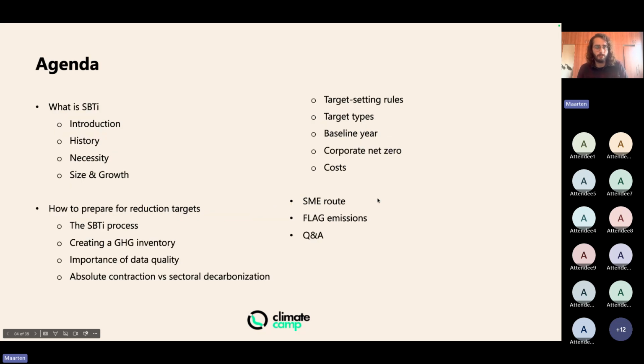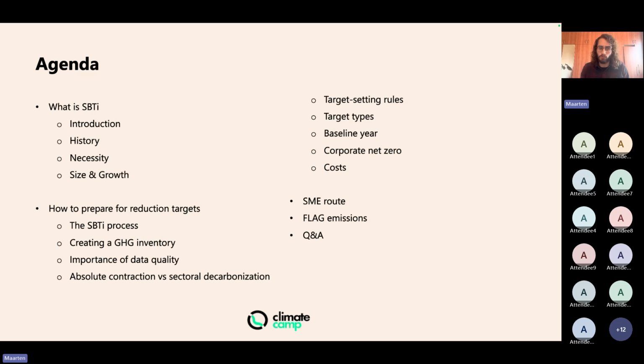So what are we going to talk about? First, I'm going to give a general introduction into SBTi to give you a bit of an idea who it is as a company or organization, but also how many companies are committing to SBTi and so on. Then we'll go to the actual work that comes with reduction targets. So what is the process? How do you create a GHG inventory? The importance of data quality, the two methods SBTi uses, absolute contraction and sectoral decarbonization.